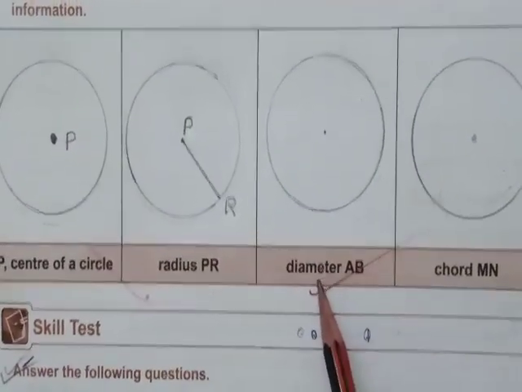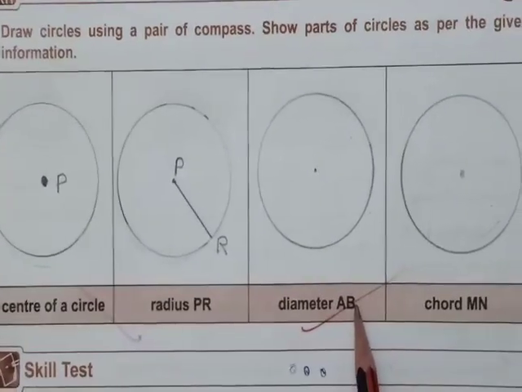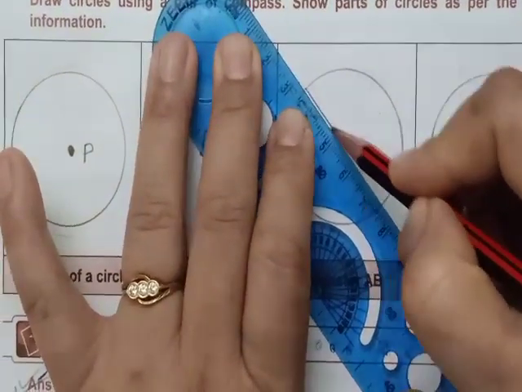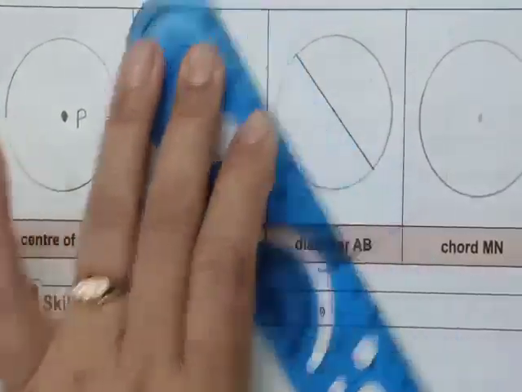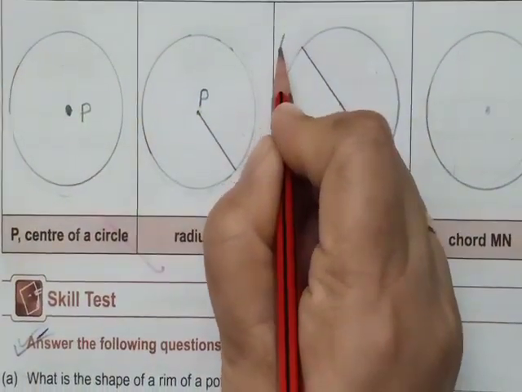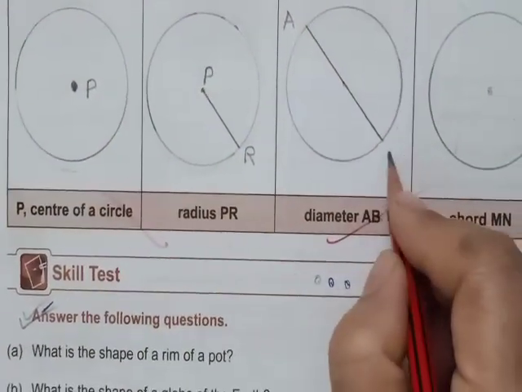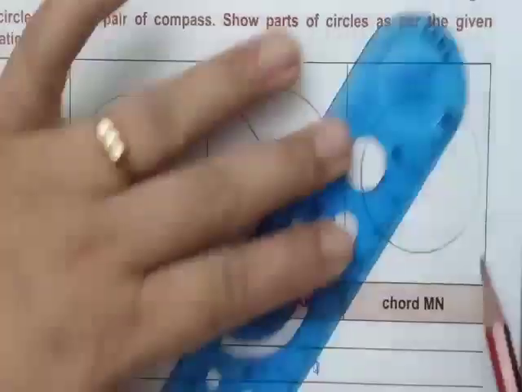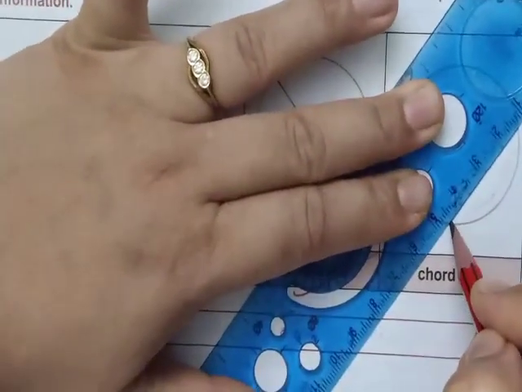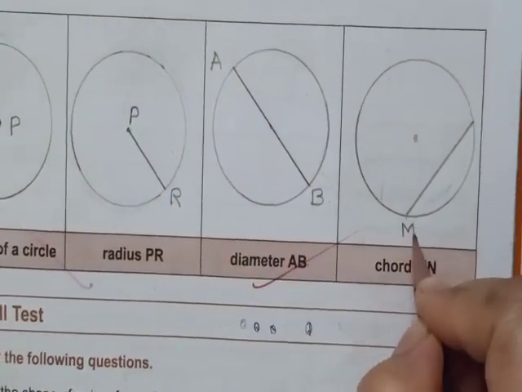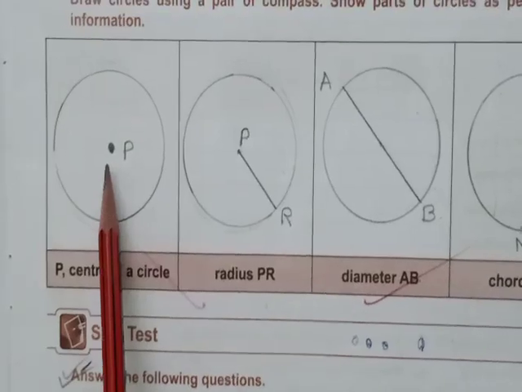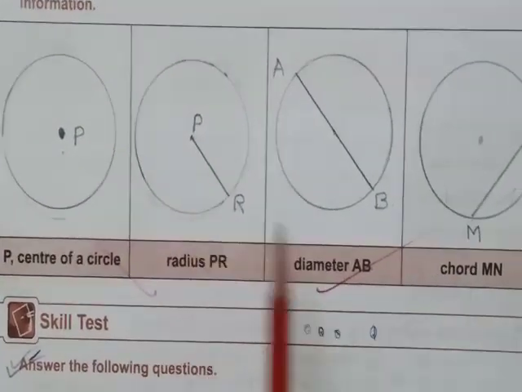Next, we have to draw the diameter AB. So diameter means it is the longest chord passing through the center. So this is a diameter. Let us name it as AB. Next, a chord. So this way we can draw a chord and name it as MN. So center of the circle, radius, diameter and chord.